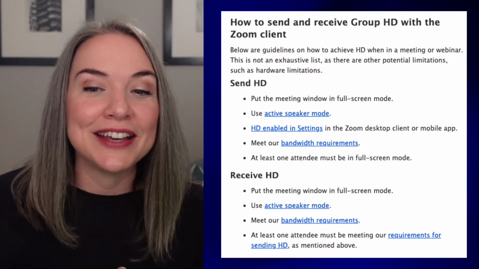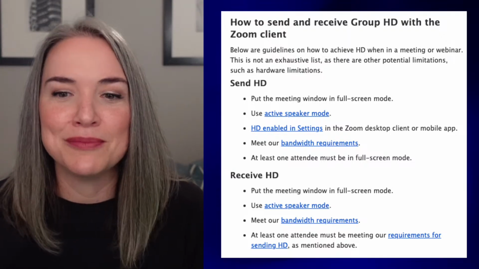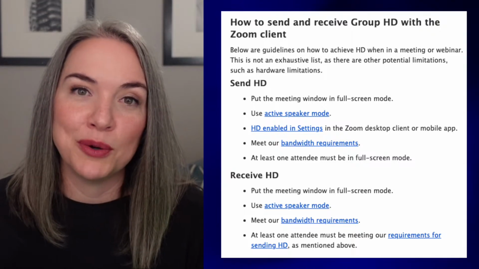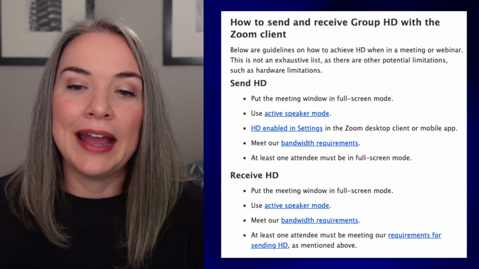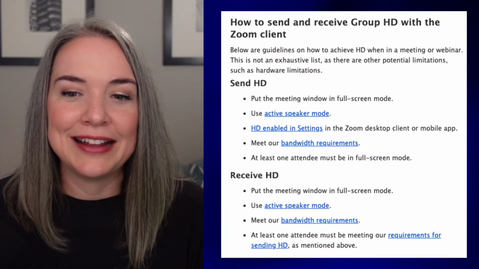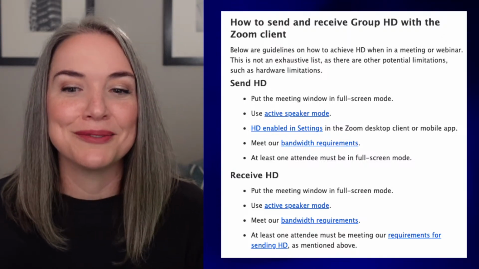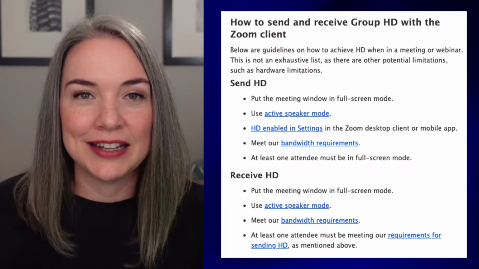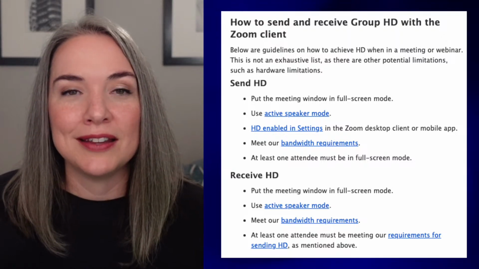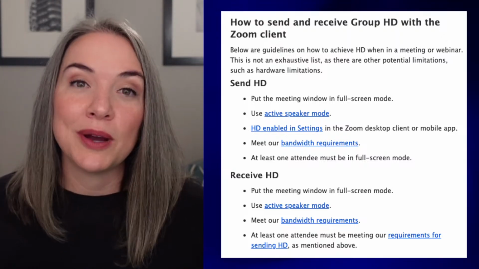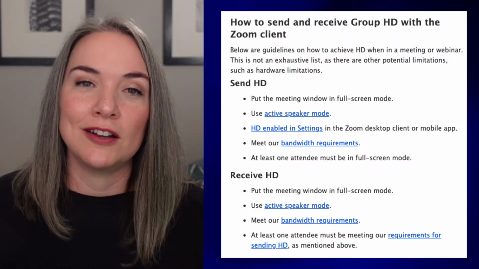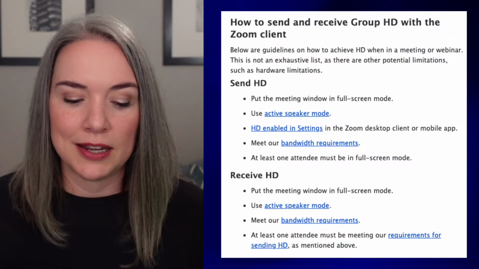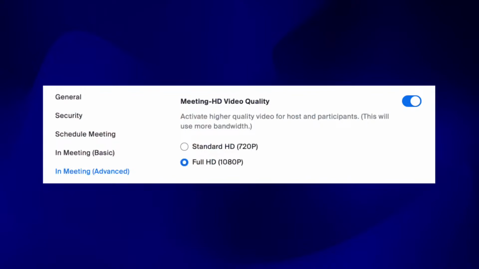Then to receive HD, put it in full screen mode, use active speaker mode. So instead of using gallery, you want to be using speaker view, and meet the bandwidth requirements. And at least one attendee must be meeting the requirements for sending HD. So this is what you get when Zoom emails. Now, this was a while ago. It's possible it's changed a little bit, but this is the official email that I got to optimize for having HD.